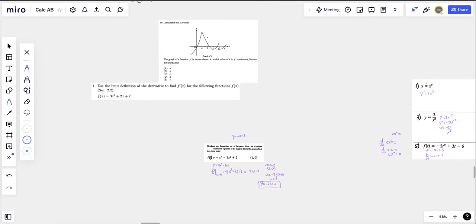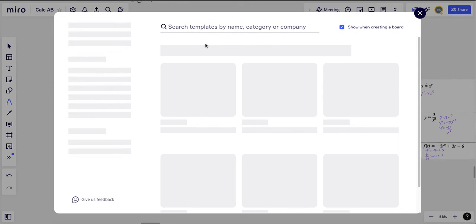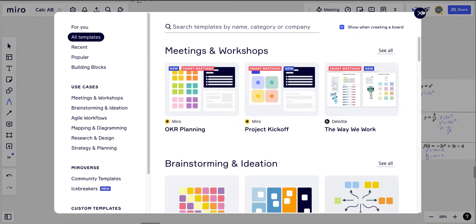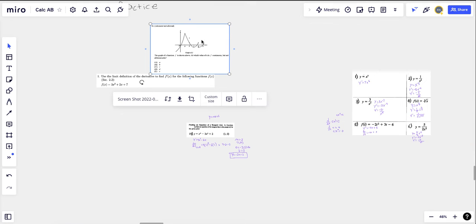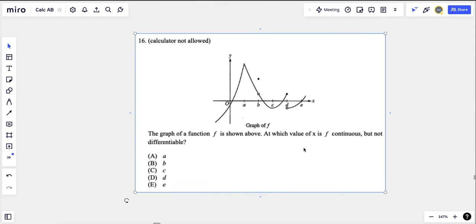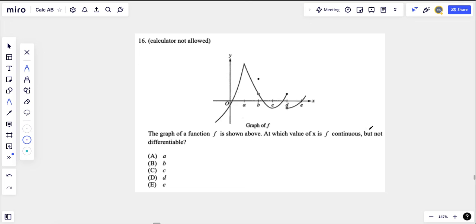Let's see what else. Alright, for this one, this is a good question. They test your conceptual understanding. They do this a lot on the AP exam.